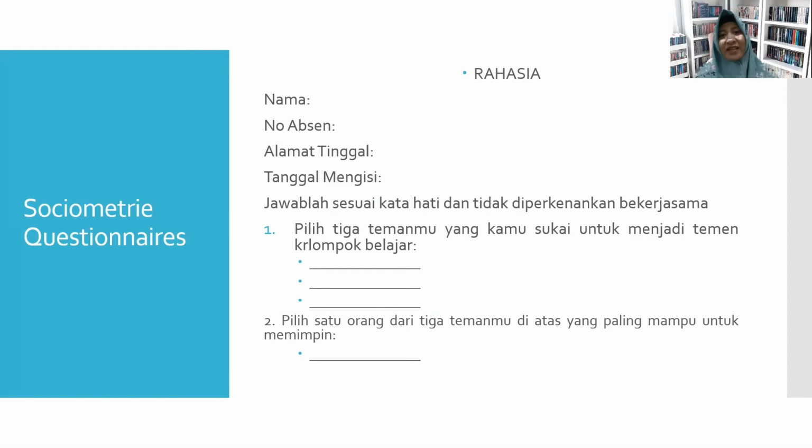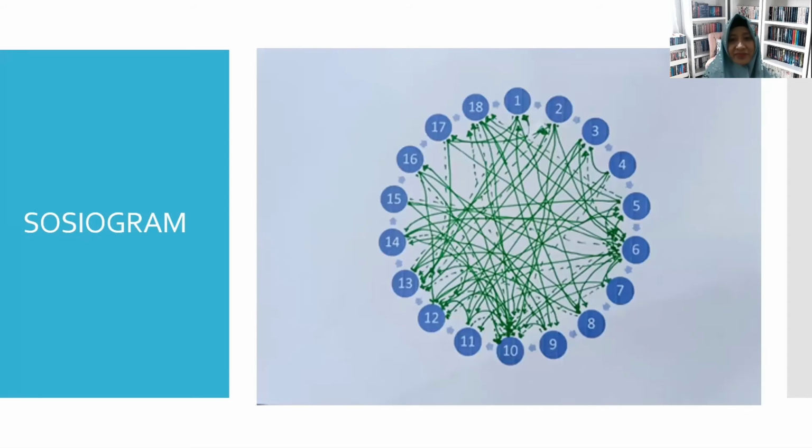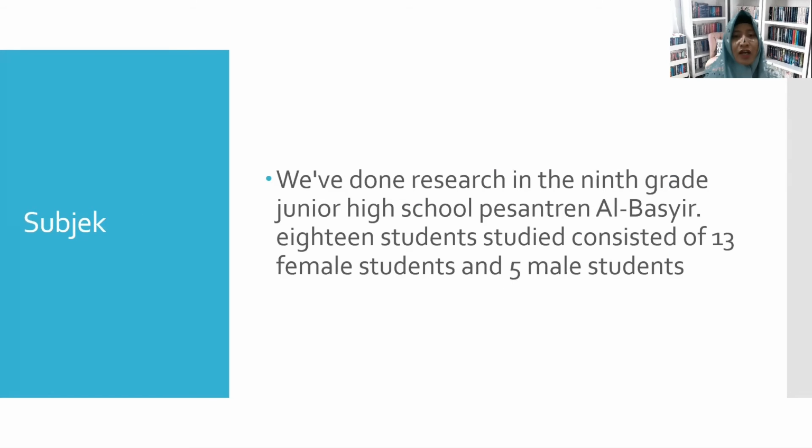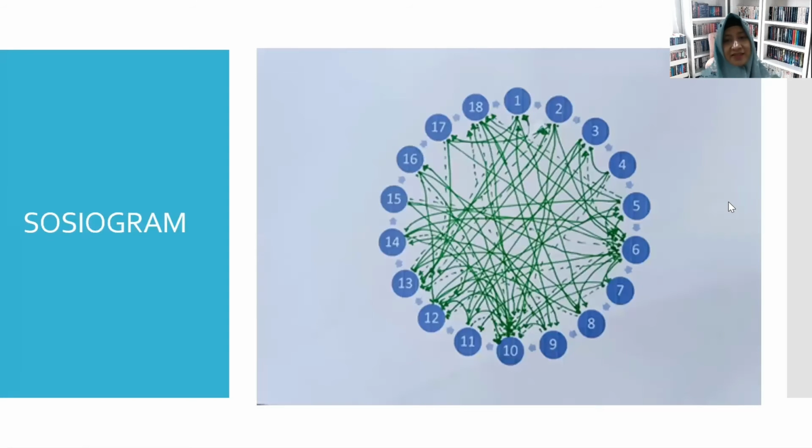Ladies and gentlemen, next, after the answers of all students are analyzed, the result can be seen in this sociogram. We have done research in the 9th grade junior high school Pesantren Al-Bashir. 18 students studied, consisting of 13 female students and 5 male students. And this is the sociogram.